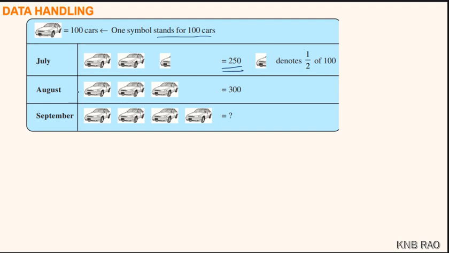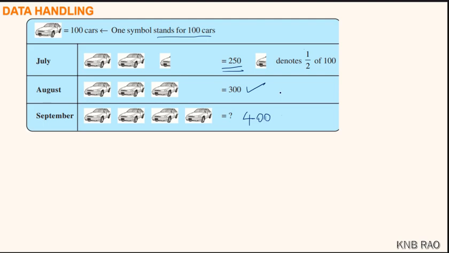Coming to the August month, 3 full pictures are there, then 300 cars are sold. But against the September month, 4 full pictures are there, then how many cars are sold? Obviously 400 cars are sold, isn't it? So now you know how to read the pictograph, and there will be questions asked on that.